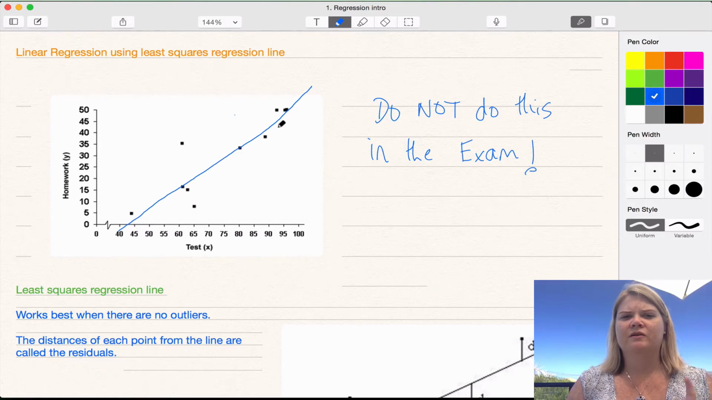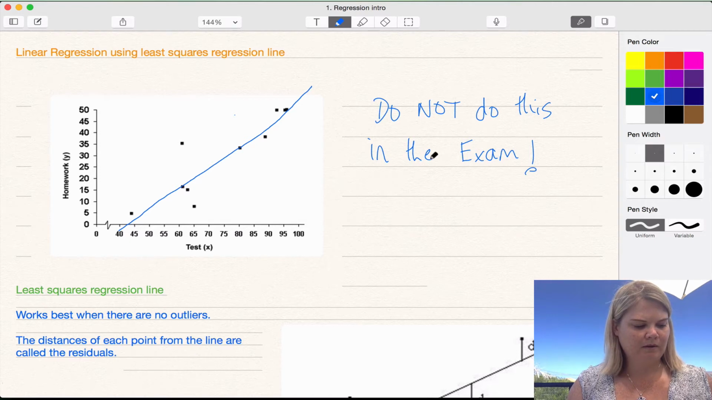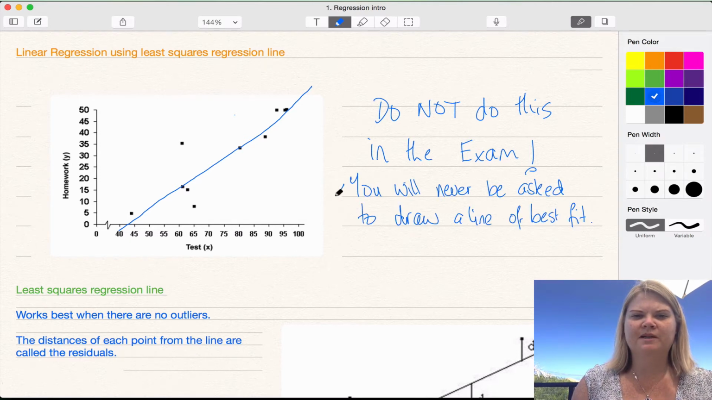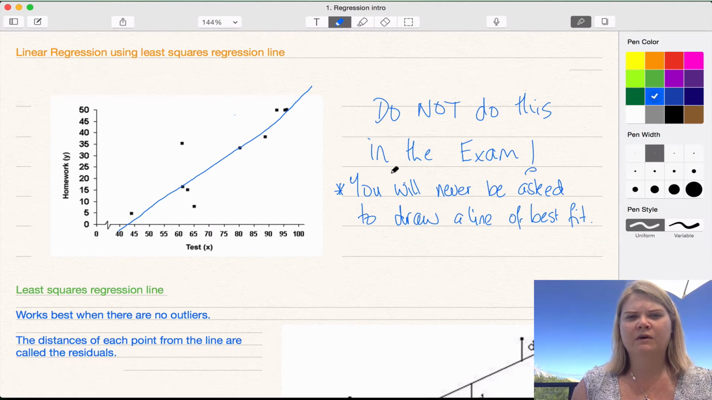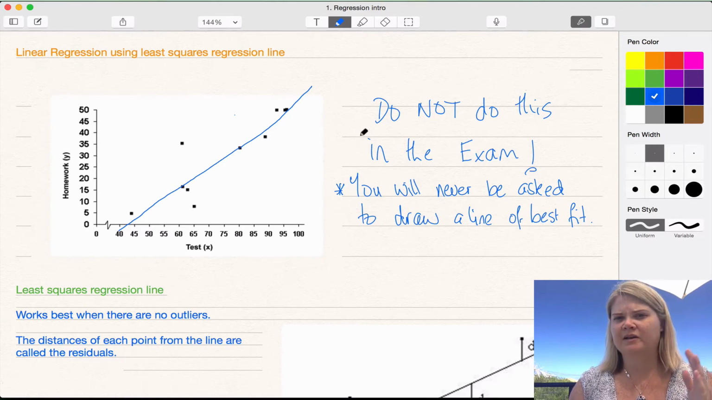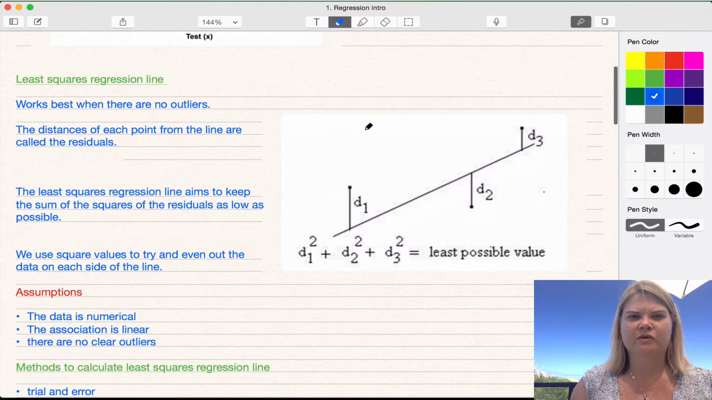The type of regression line that you will need to find is called a least squares regression line. I've just put a reminder here that you will never ever be asked to draw a line of best fit, so don't think that's what they're asking for. If they say draw a least squares regression line, they're asking for a completely separate line. The least squares regression line works best when we've got no outliers.